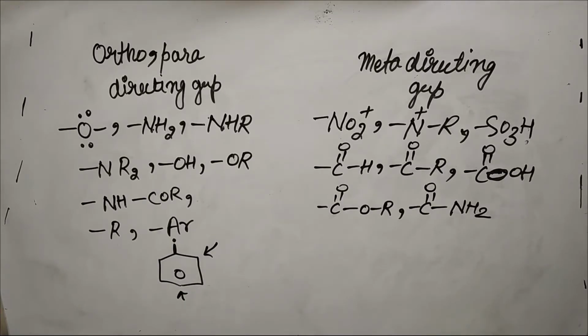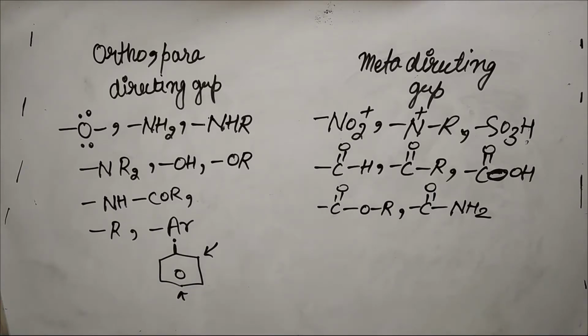So that is why they are called ortho and para-directing. It means if these functional groups are present on an aromatic ring like benzene, then the other functional group which will react with the benzene ring will substitute either at the ortho position or at the para position.